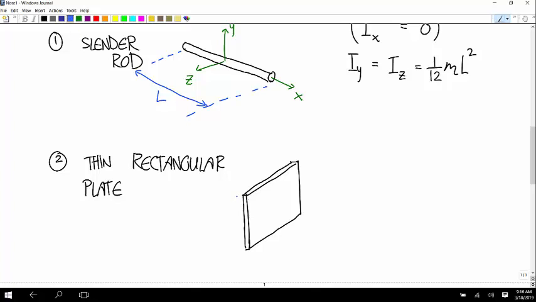And the dimensions, I'll call this B, and this C. And then the coordinate system, I'm going to call that X, that Y, and that Z.